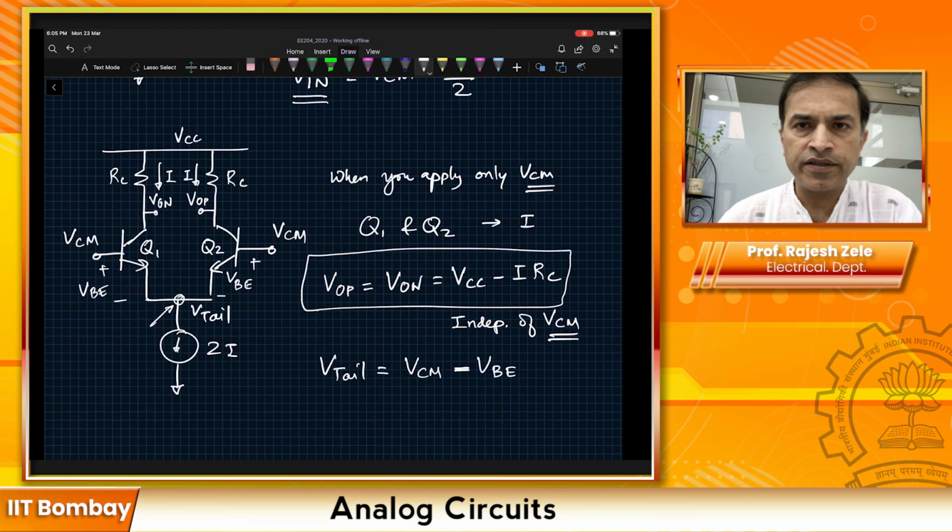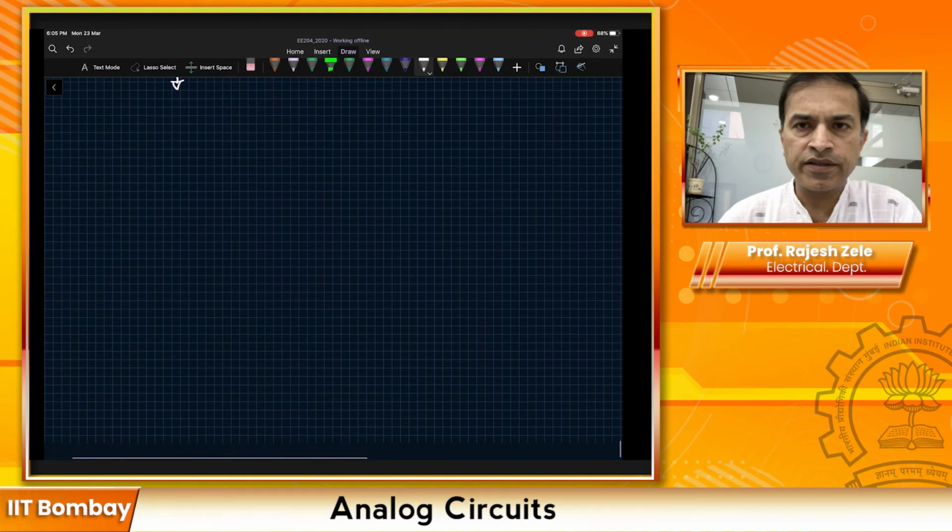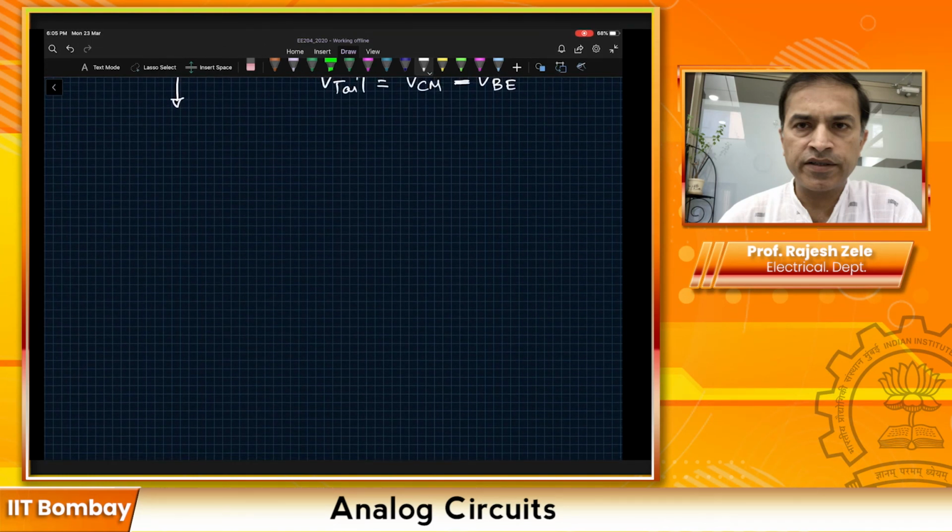So now what we are going to do is on top of this VCM, I'm going to apply the voltage VDM, okay, and then we will see what happens. So for example, let's draw the circuit, okay. So now we will apply VDM. Again, this VDM is a differential signal. So on one side we will apply VDM divided by 2, other side we will apply minus VDM divided by 2. Okay, so the circuit looks like this.